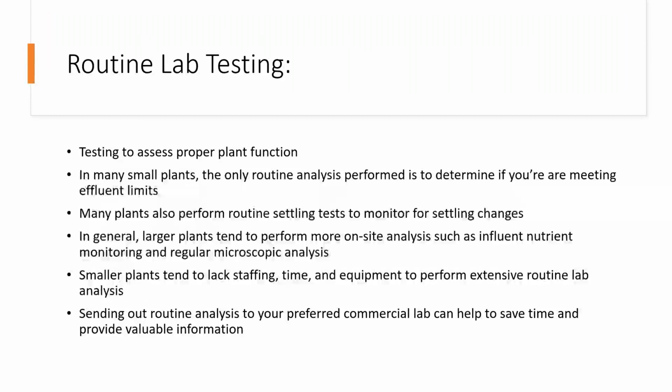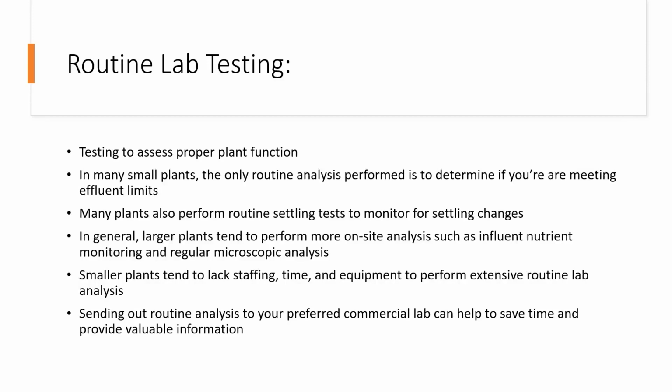So I'll start off with a bit about routine lab testing. Routine lab testing is, of course, vital for proper plant operation and function. You need to make sure that your plant is doing what it's supposed to do, which of course is letting the bacteria in your system remove all the nutrients in your waste stream to produce a clean effluent.